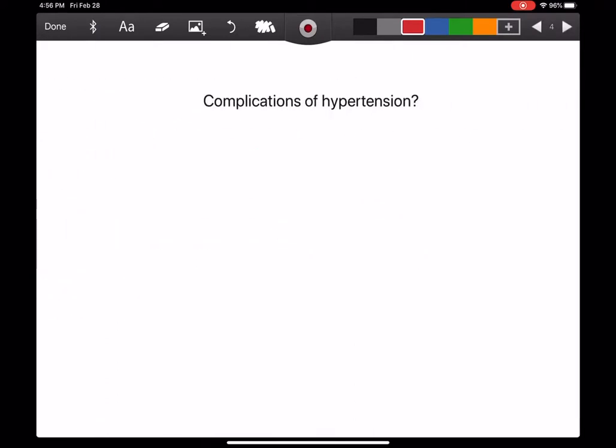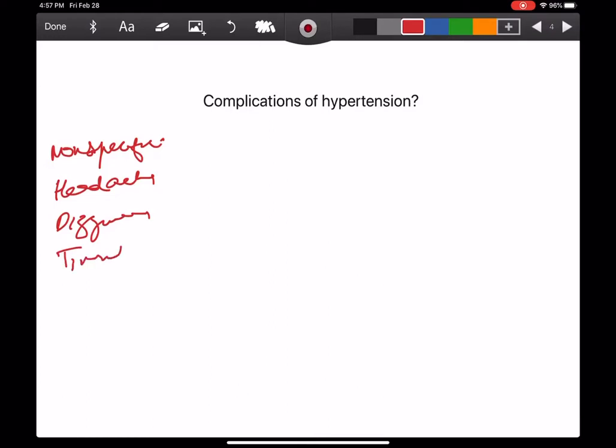Let us move on to what hypertension does. Hypertension is a silent killer, and most of the times at presentation it doesn't have any symptoms, and if it does, the symptoms are non-specific, which are generally overlooked. The non-specific symptoms are headache, dizziness, tinnitus. So tinnitus is a ringing sound in your ears, and also chest compression.